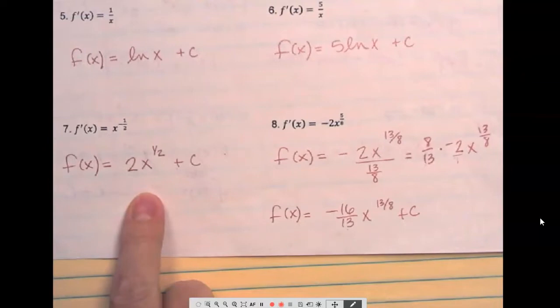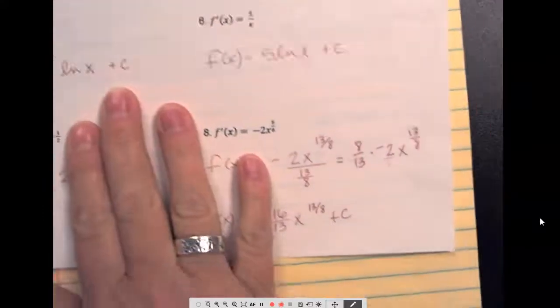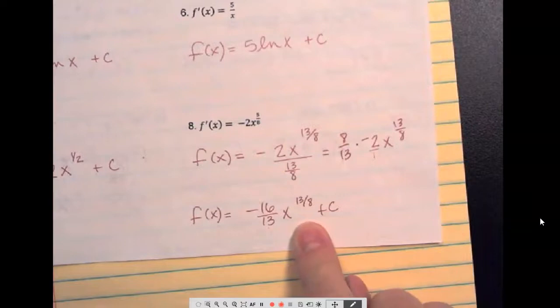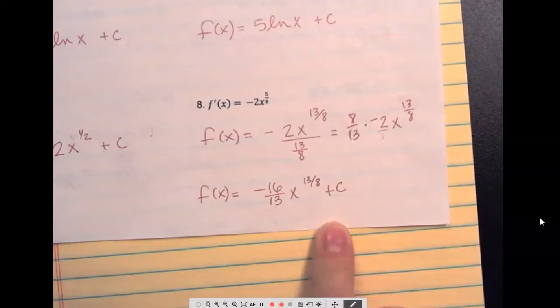Now, how else could I write 2x to the 1/2? I stopped there, but did anybody else write it 2 square root of x? Okay, that's fine. But make sure the 2 is not under the radical, because the 2 is not raised to the 1/2, just the x. And all of these with exponents like this, with the 13/8. If you wanted to, you could make it the 8th root of x to the 13. That would be fine also.